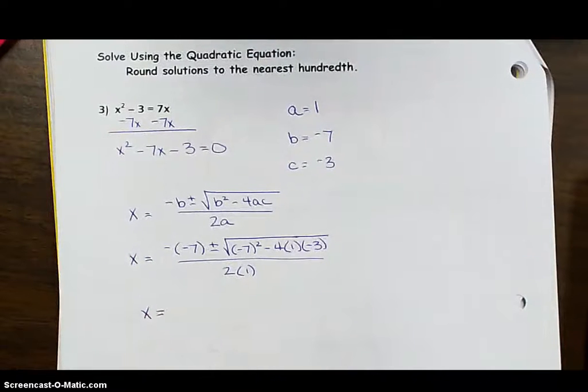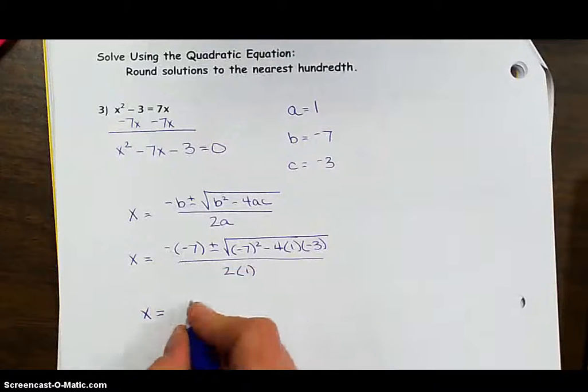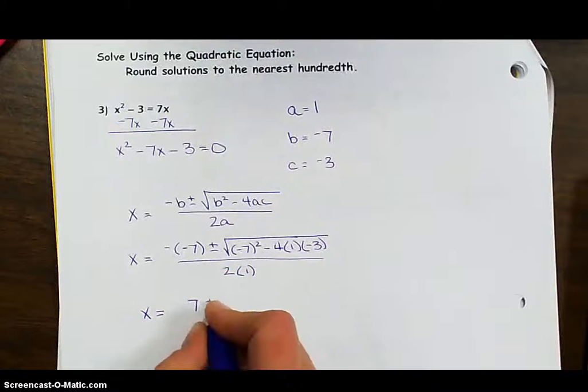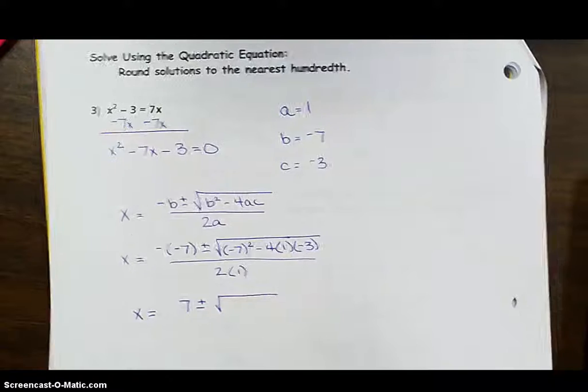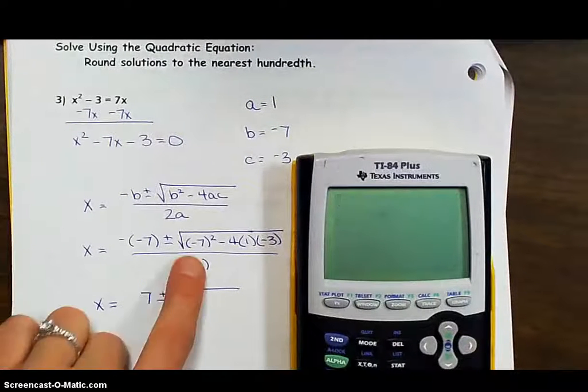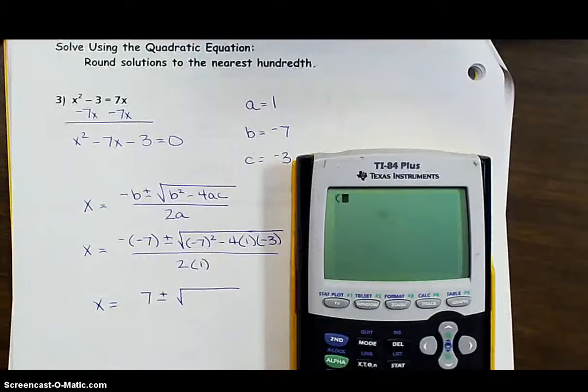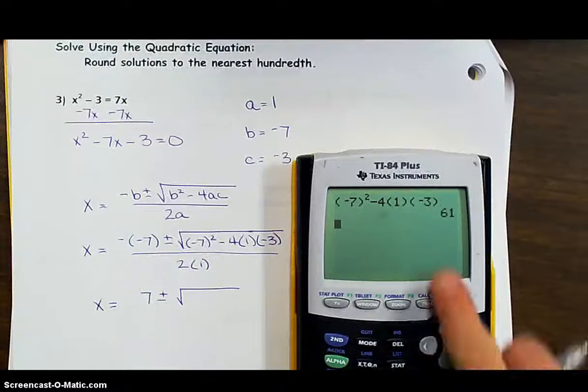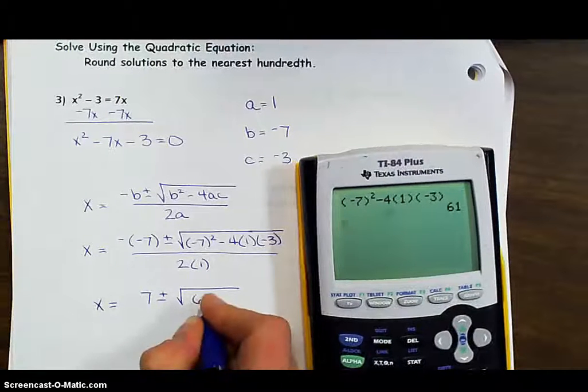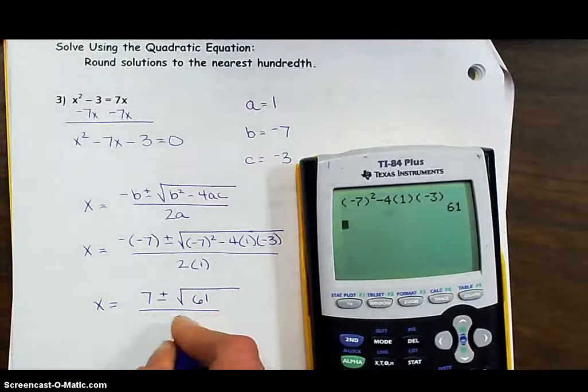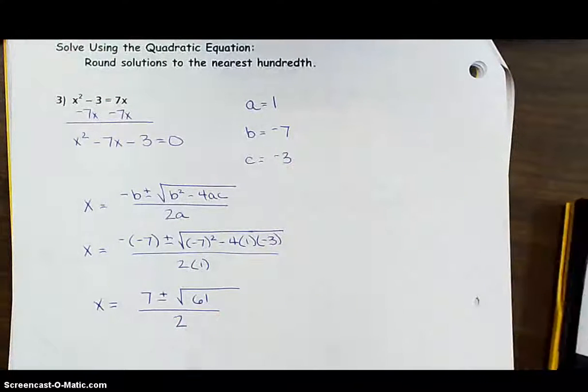So x is equal to, a negative 7 becomes a positive 7, plus or minus the square root. Now I'm going to let my calculator do the work. So we're only typing in what's underneath, including the parentheses. We want to make sure when we hit enter, it's a positive answer. We get a positive 61. And this whole thing is over 2. All right, and 61 is a prime number, so we can't simplify it.